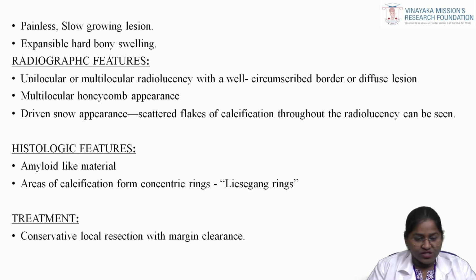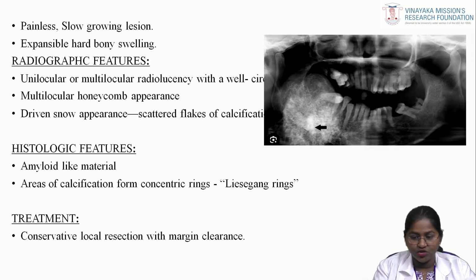So it is a painless, slow growing lesion, and it is also an expansile hard bony swelling, like ameloblastoma. Radiographic features: unilocular or multilocular radiolucency. It can be either unilocular or multilocular with a well circumscribed border or a diffuse lesion. We can say that a multilocular lesion may have a honeycomb appearance. The driven snow appearance is nothing but the calcifications, that is, the amyloid-like protein which is secreted in this tumor calcifies, and then it gets deposited in the radiolucent lesion, giving a driven snow appearance. So this is the driven snow appearance.